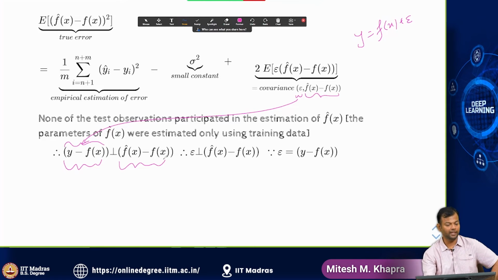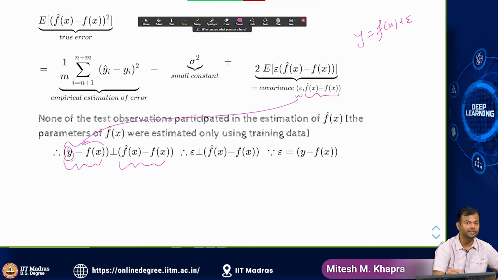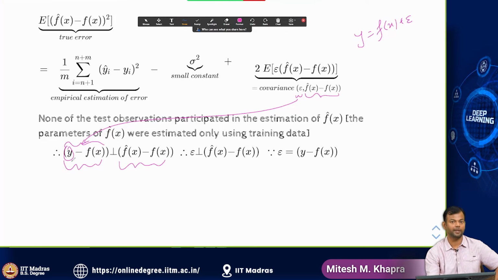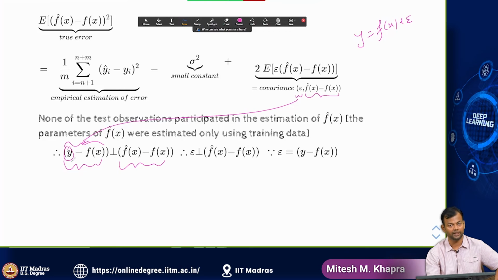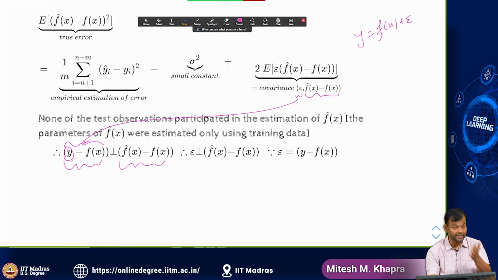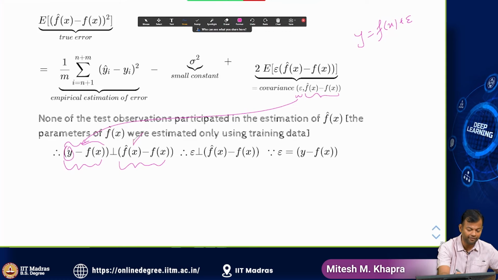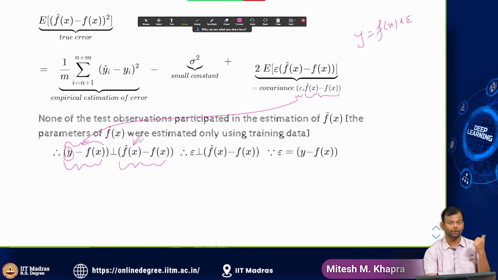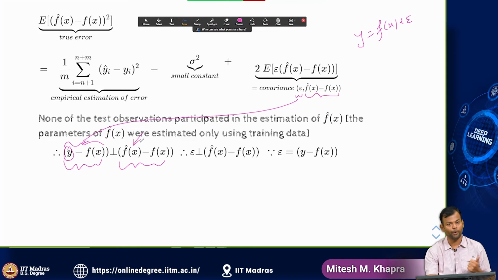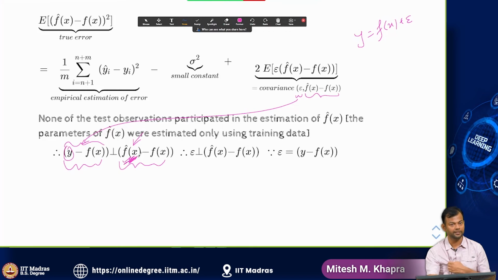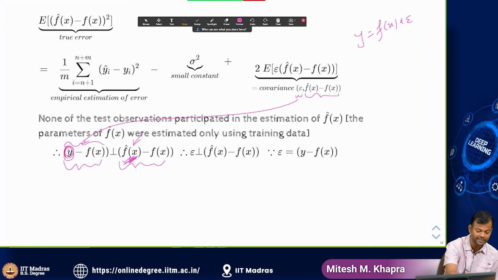Why am I saying that? Because when I am talking about the y's here, I am talking about the y's coming from the test data, because this expectation we are computing from the test data, whereas f hat of x was estimated from the training data. Your test points did not participate in the estimation of f hat of x, and these y's are actually corresponding to the test data, right.